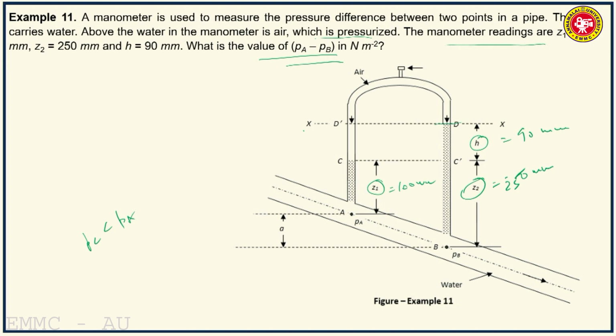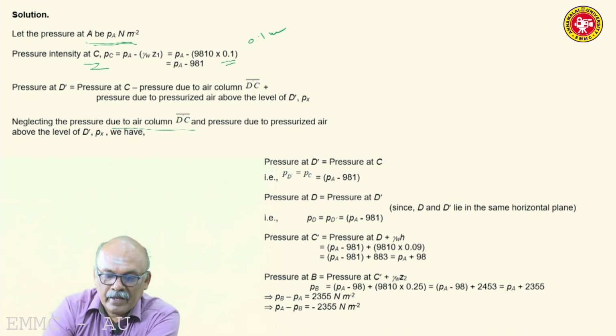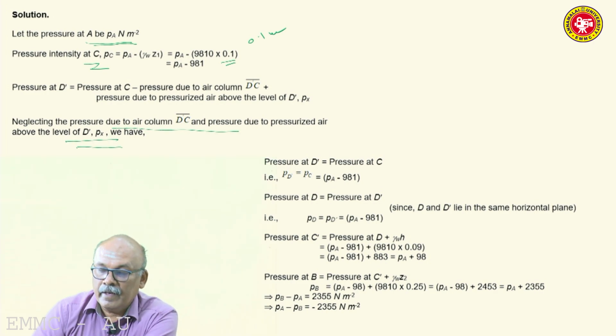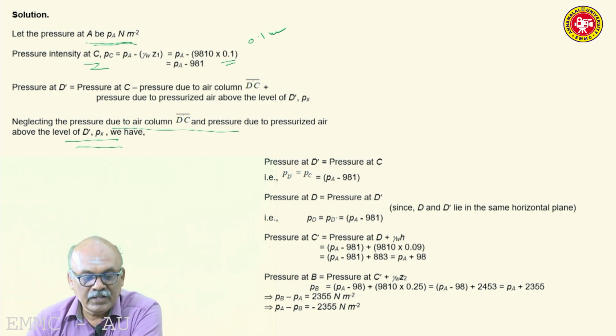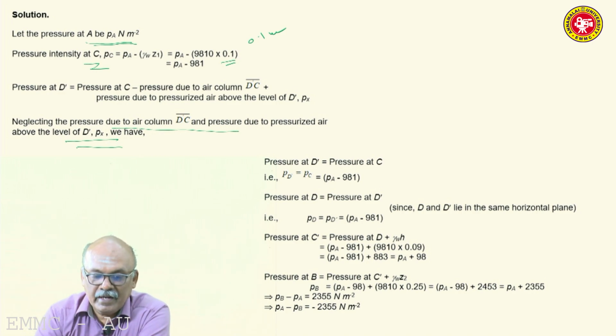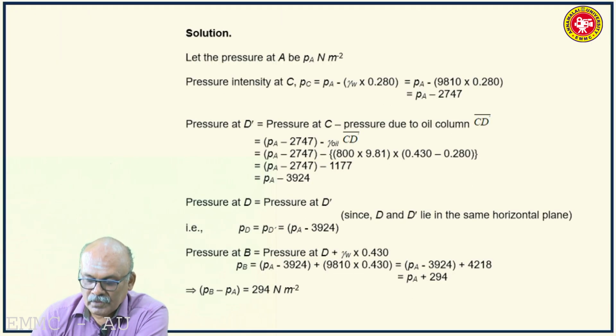So, D dash. What is pressure at D dash? Pressure at D dash is equal to pressure at C minus the pressure due to the air column in CD dash. Again, we can neglect the pressure due to air column because air has got a very less specific weight, and therefore, the pressure due to the influence of that air column is very small, it can be neglected. So, pressure at D dash is equal to pressure at C. So, PD is equal to PC, that is PA minus 981. So, pressure at D is equal to pressure at D dash because D and D dash lie in the same horizontal plane.